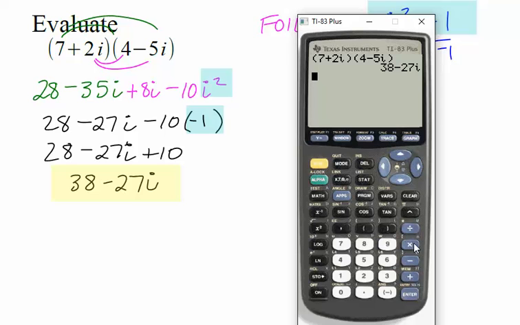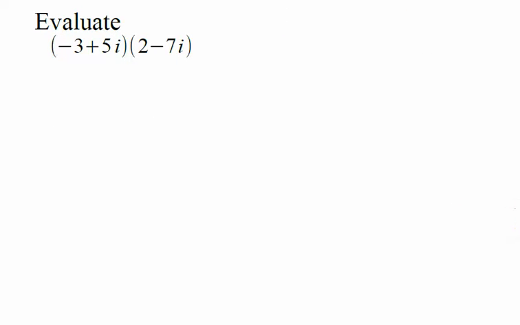Pretty simple, but make sure that you're able to do the process and show your work. Here's the other example that we're going to look at. Again, we're going to start off, -3 times 2 is -6. Then we're going to have a plus 21i. Be careful, negative times negative is positive. Then we'll have a plus 10i.